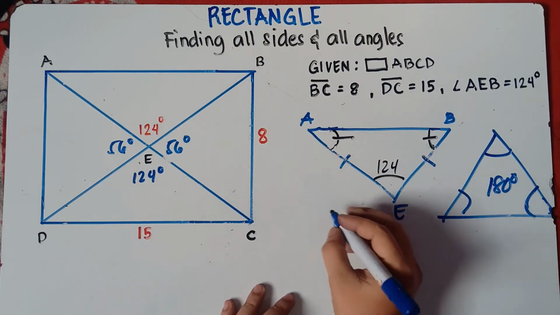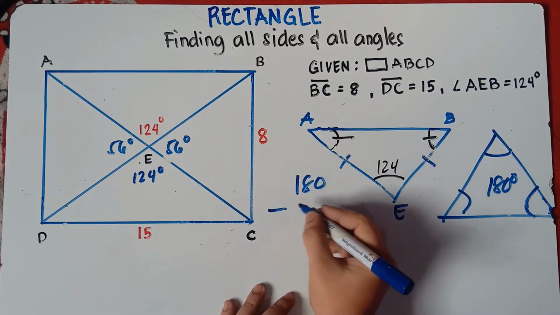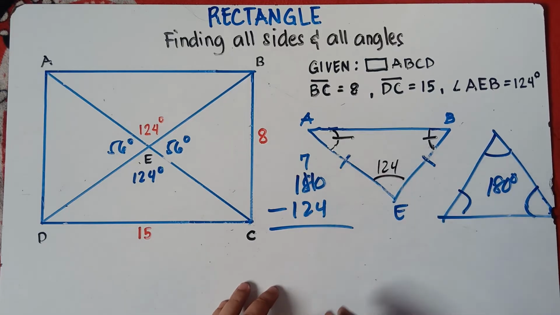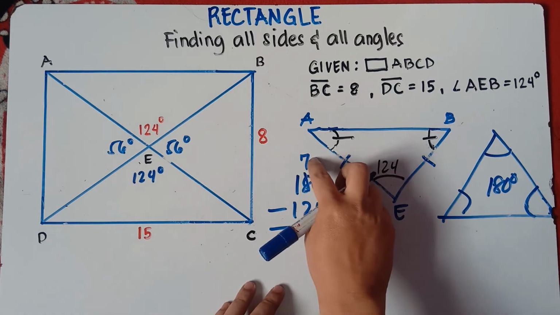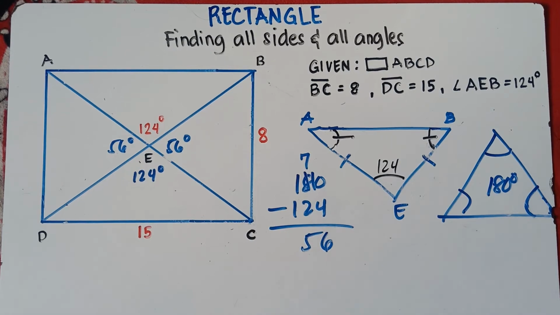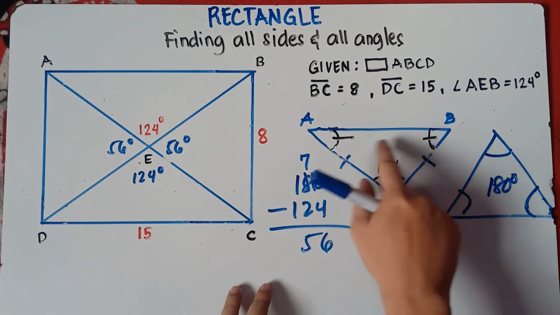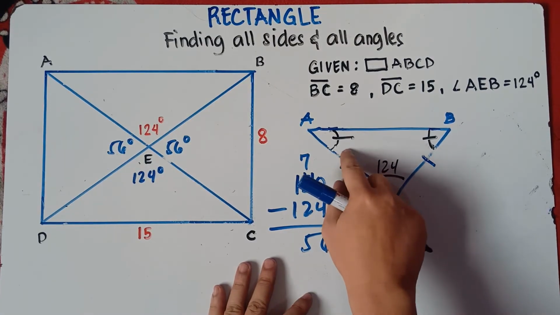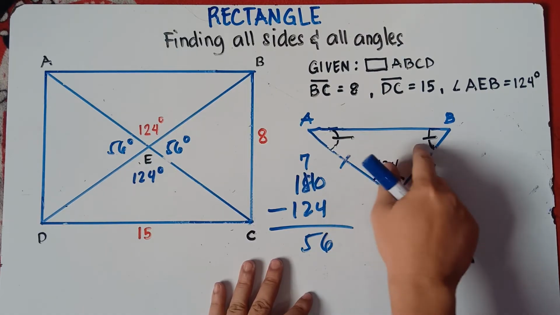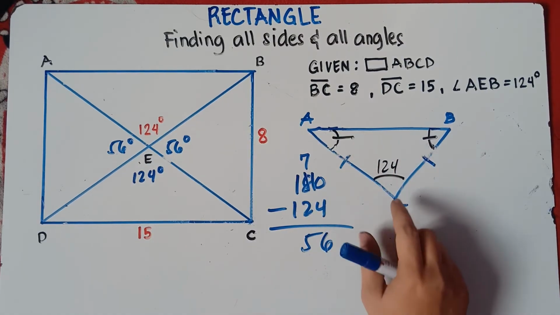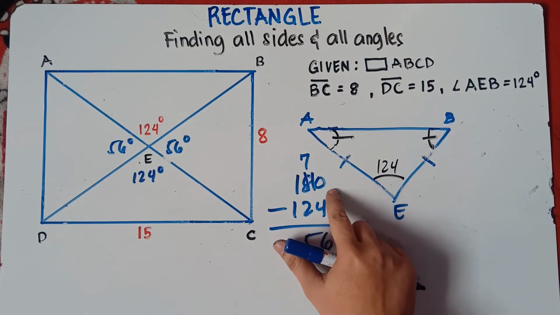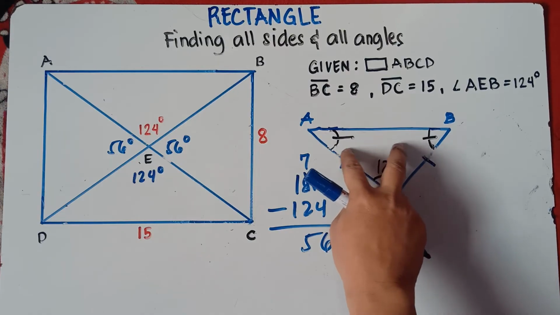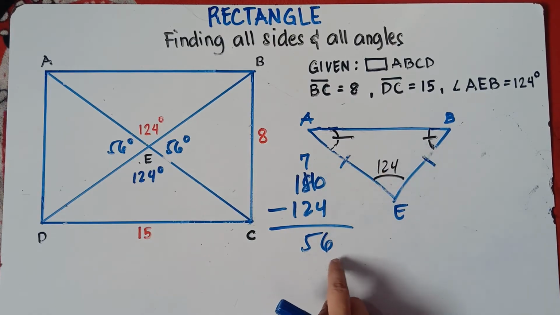So it should be 180 minus 124. So borrow 1, this becomes 7, this becomes 10. 10 minus 4 is 6. 7 minus 2 is 5. 56. Alright, so since these are congruent, therefore we need to divide this 56 by 2, because we need to get these two angles. And these are congruent angles. So once again, we subtract this 124 from 180 so that we can get the remaining angles. Now, since we have two angles left, and these angles must be congruent, we divide this 56 by 2.